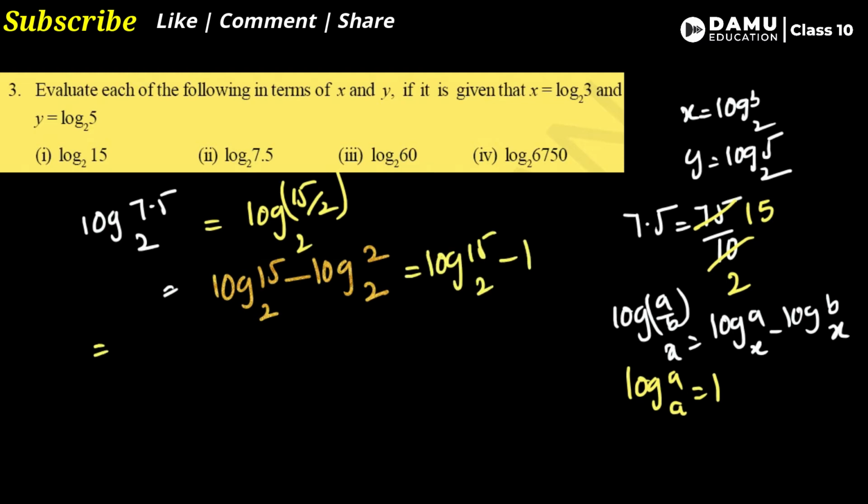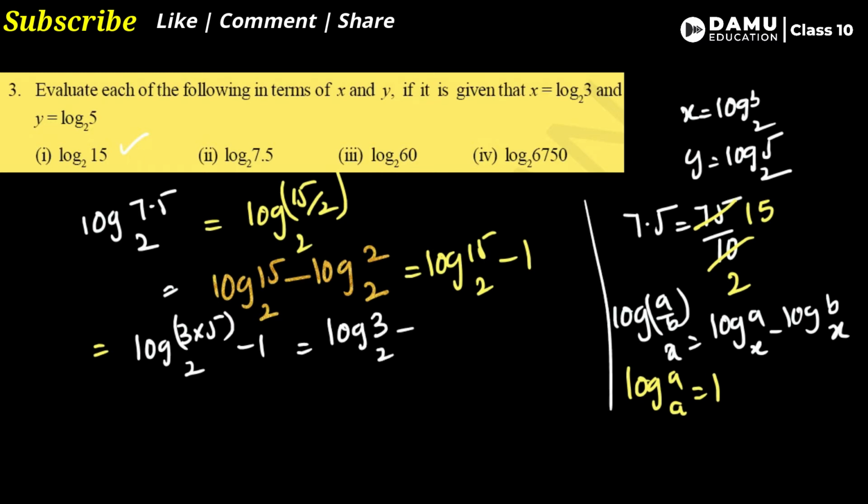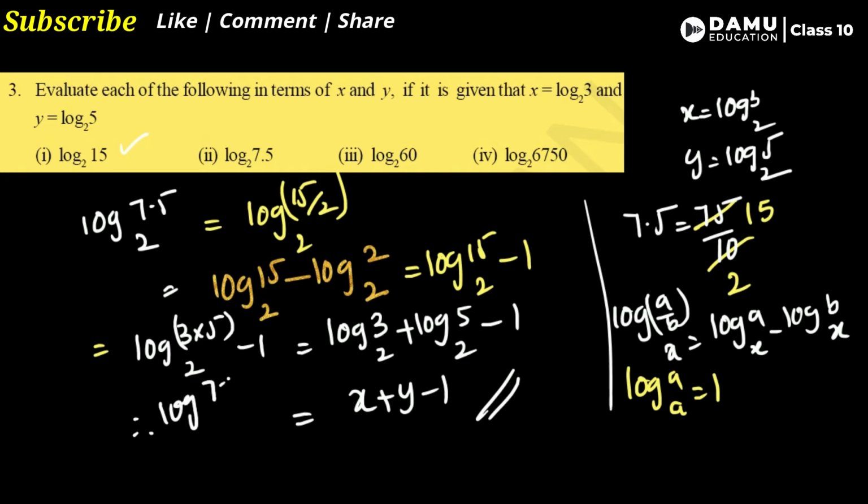So let's move on to this. Again, as usual, as in the previous one, we have written log 15 base 2. In the first question we saw log 3 into 5 base 2, minus 1. You can write it in this format: log 3 base 2 plus log 5 base 2 minus 1. As I told you in the previous one, a product means we go into addition. So log 3 base 2 is x, log 5 base 2 is y. Therefore log 7.5 base 2 is x plus y minus 1.